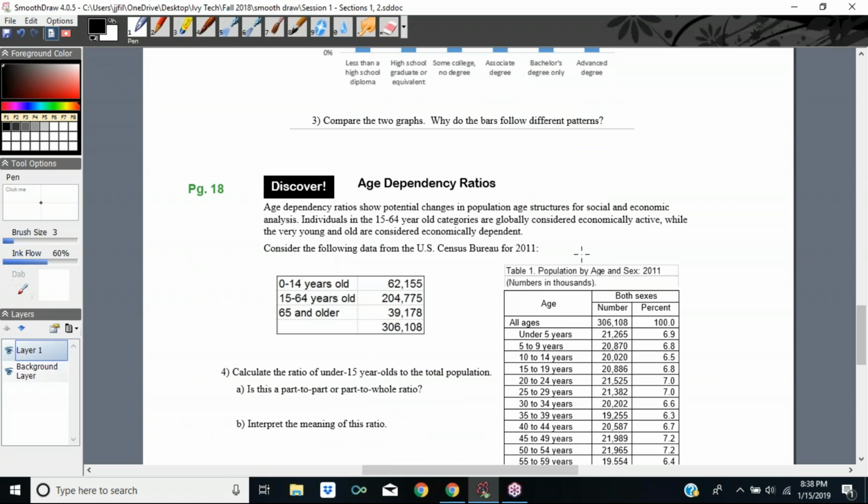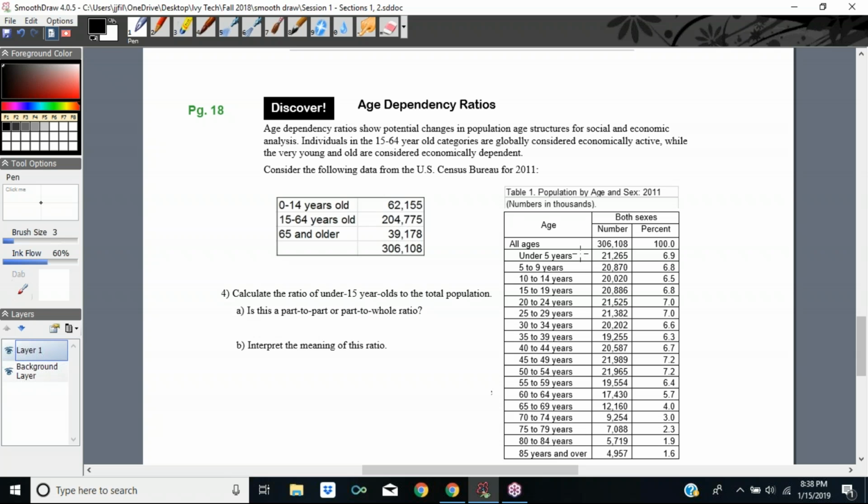So good observations. All right, so a lot of your work on your homework and your exams and your quizzes will be dealing with age dependency ratios. So I want to make sure we get some time in on this. So age dependency ratios, there's actually 3 of them.